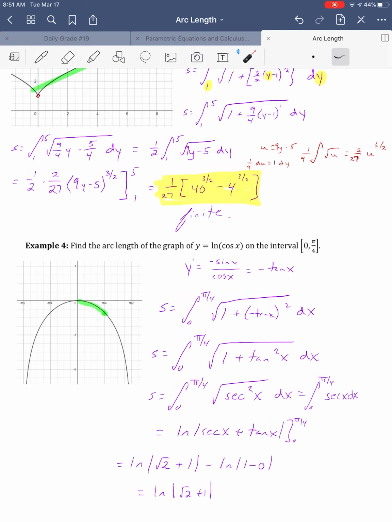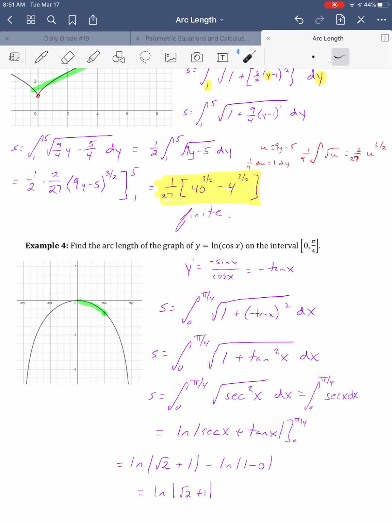So my arc length is the integral from 0 to pi over 4 of the square root of 1 plus the derivative squared. So this is my derivative. Now pre-cal makes this a much easier problem. So if you square negative tangent, you get regular tangent squared. And then from here to here, I'm using my Pythagorean identity. 1 plus tangent squared equals secant squared. And then the square root of secant squared is just secant.